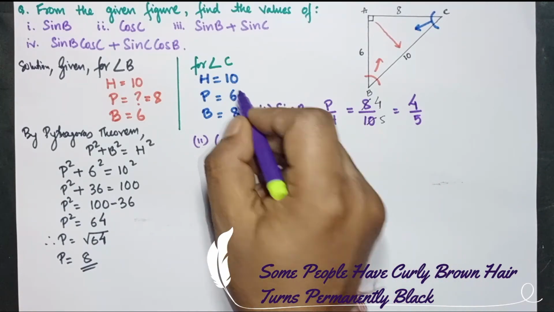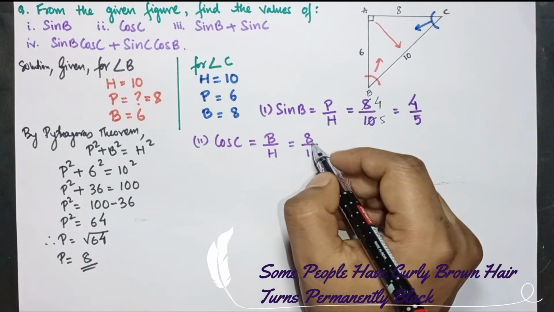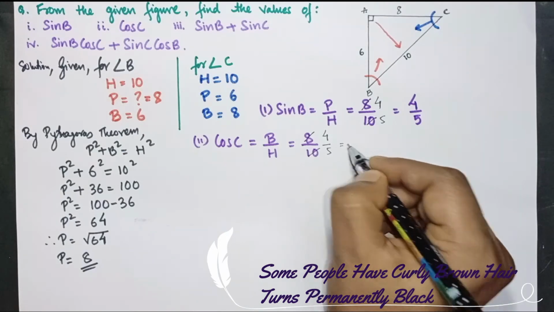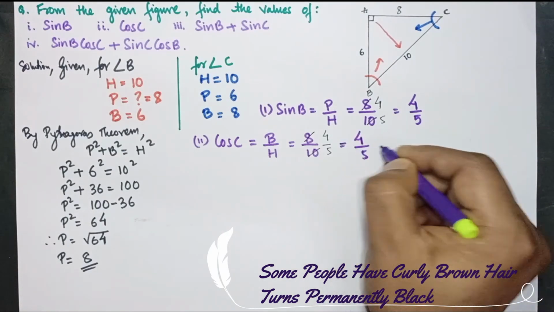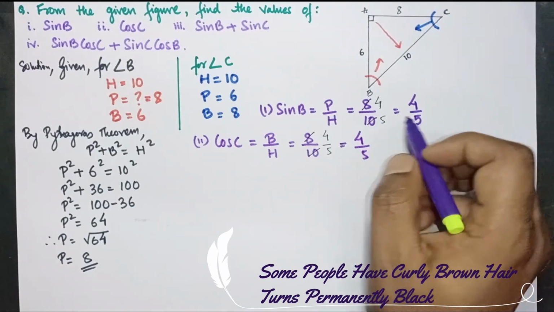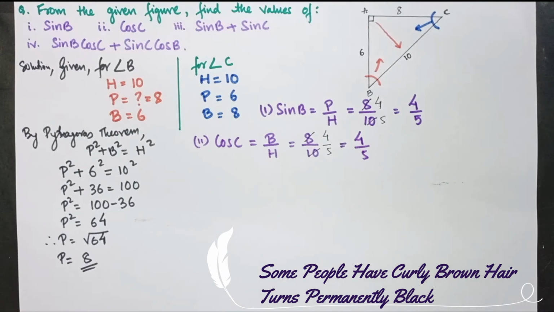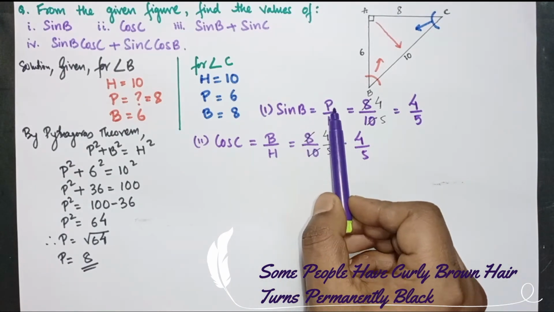And what is the value of H? H is my 10. So again it will get cancelled. So you can see it will be 4 and this will be your 5. So how much did I get? I got 4 by 5. So you can see both the values are the same, but the angles are different. Okay, so that's why trigonometry gives, as I have already told you, the relation between the angle and the sides.